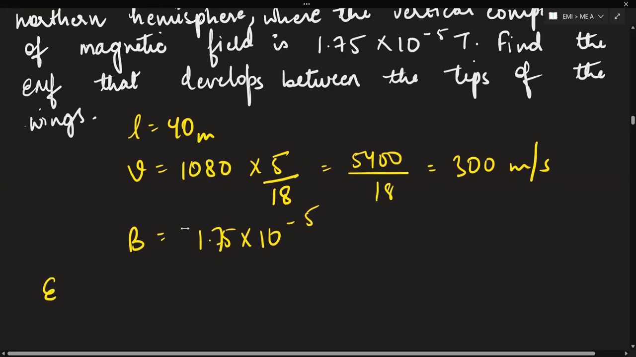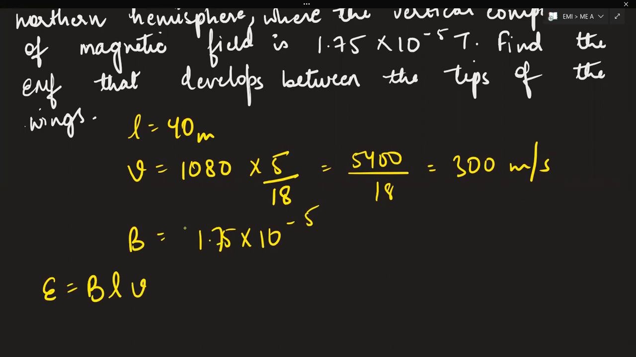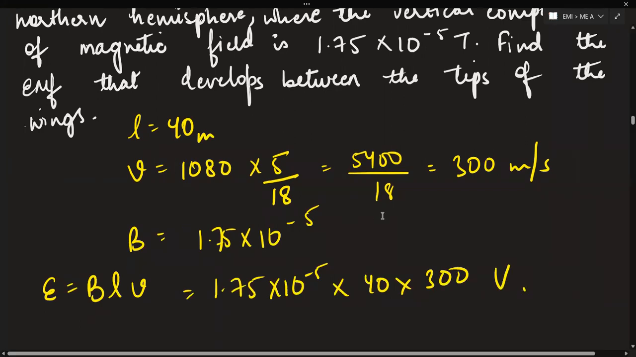Now motional EMF that will be developed. This will be BLV, magnetic field multiplied by length multiplied by the velocity. So magnetic field will be what? 1.75 into 10 to the power minus 5. Length is 40 into 300. This much, just solve it, see whatever is the answer that you're getting, this will be your solution. Note it down quickly.